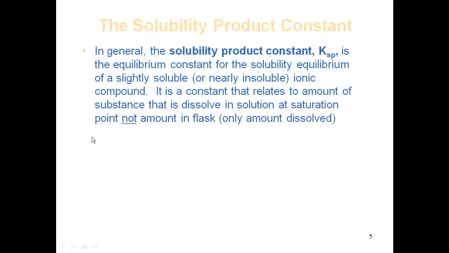In general, the solubility product constant KSP is an equilibrium constant for the solubility equilibrium of a slightly soluble or nearly insoluble ionic compound. It is a constant that relates to the amount of substance dissolved in solution at the saturation point, and not the amount in the flask. Only the amount dissolved matters. You could care less how much solid is in there as long as you pass the saturation point. It could be 1 gram, 100 grams, it doesn't matter. What we're doing is measuring the amount of ions in solution, and we have to be past that saturation point to measure that. KSP is a relationship with the amount of ions in solution in a saturated solution.